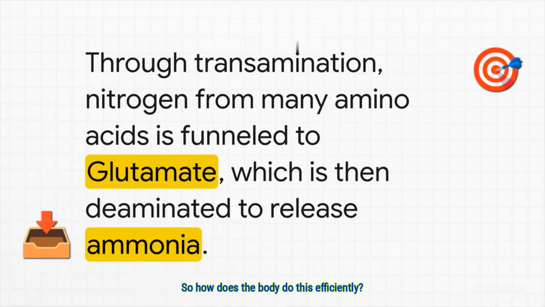So how does the body do this efficiently? Well, it's pretty smart. Through a whole bunch of those transamination reactions, nitrogen from all sorts of different amino acids gets funneled onto one main molecule, glutamate. Think of glutamate as the central nitrogen collection center. Once the nitrogen is on glutamate, that's the molecule that finally undergoes deamination to release the ammonia.